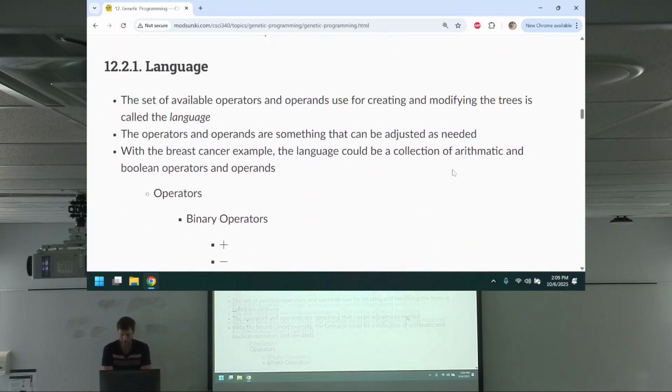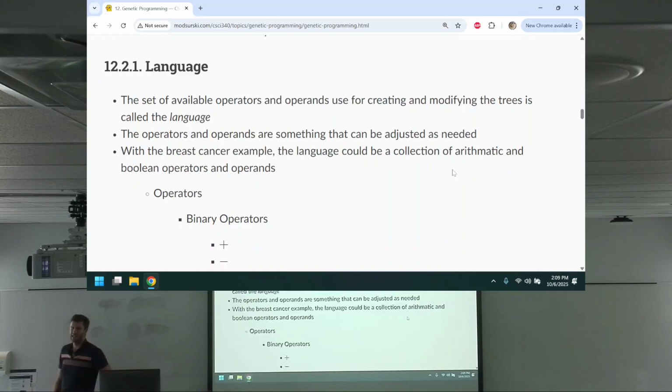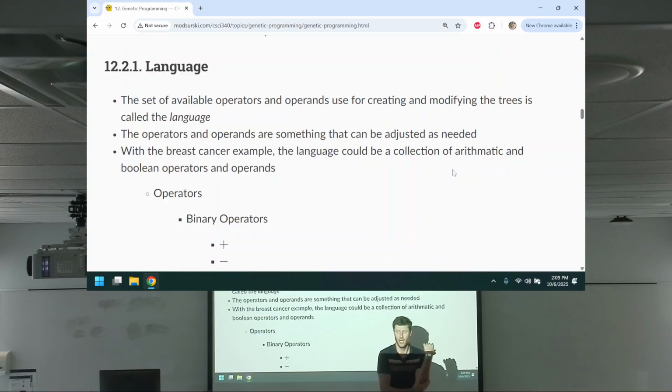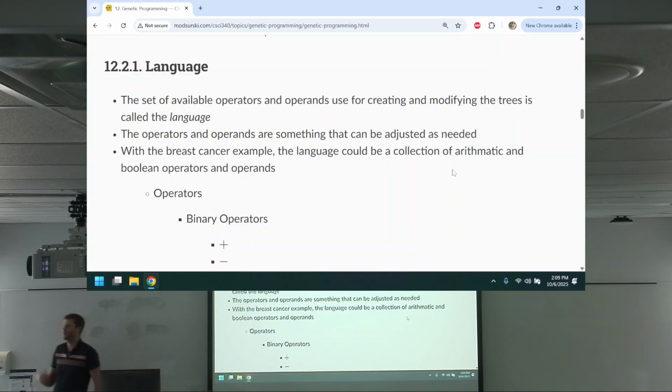Well, that's where the language comes in. It's the set of available operators and operands used for creating and modifying these tree structures. This is called the language. And picking the right language is non-trivial. It's not too bad, but it's not trivial. The operators and operands are something that can be adjusted as needed.